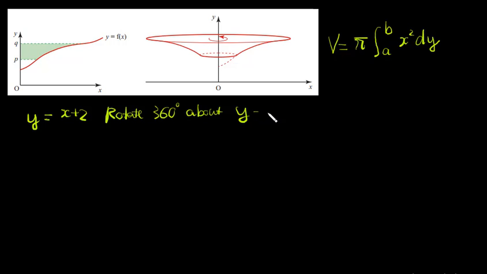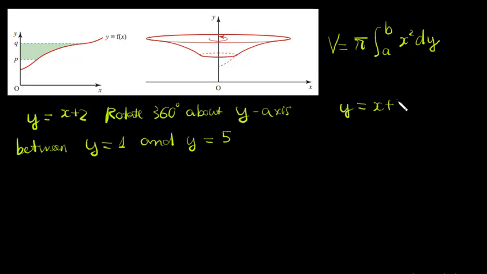the y-axis, right? Y-axis, and in between y equal to 1 and y equal to 5. Okay, now I would find the volume of this one. So here's the way I will solve it. Because this one is x squared, so I must write x squared in terms of y. So from here I have y equal to x plus 2. So x equal to y minus 2.